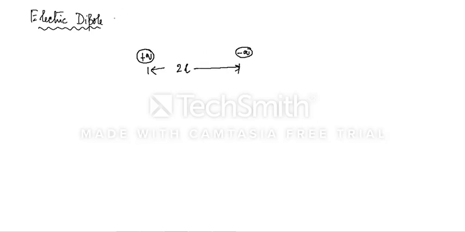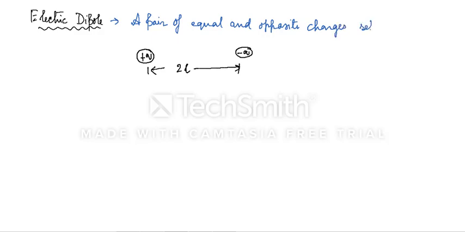So we can define electric dipole as a pair of equal and opposite charges separated by a fixed distance.